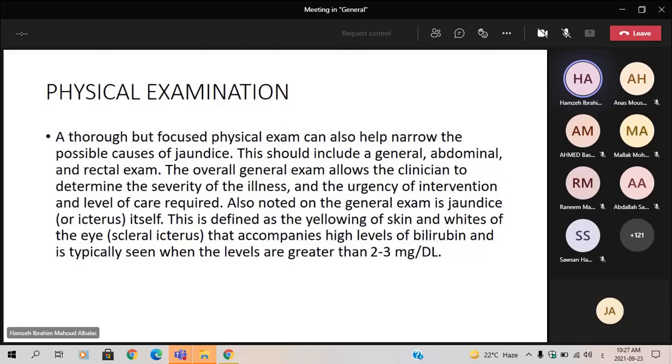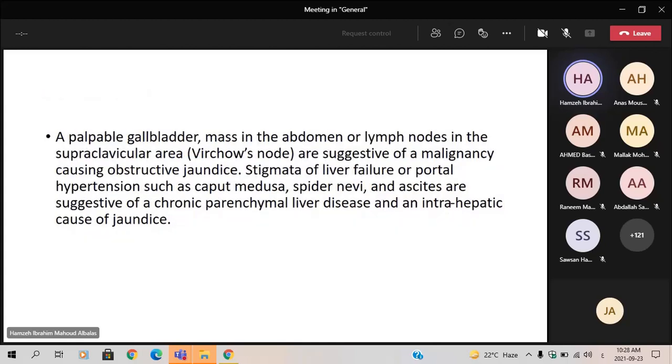On physical examination, we have to focus the exam to help narrow the possible cause of jaundice. This should include a general, abdominal, and rectal exam. The overall general exam allows the clinician to determine the severity of illness, the urgency of intervention, and the level of care required. Also noted in the general exam is jaundice itself. This is defined as yellowing of the skin and whites of the eye that accompanies a high level of bilirubin and is typically seen when the level is greater than 2 to 3 milligrams per deciliter.